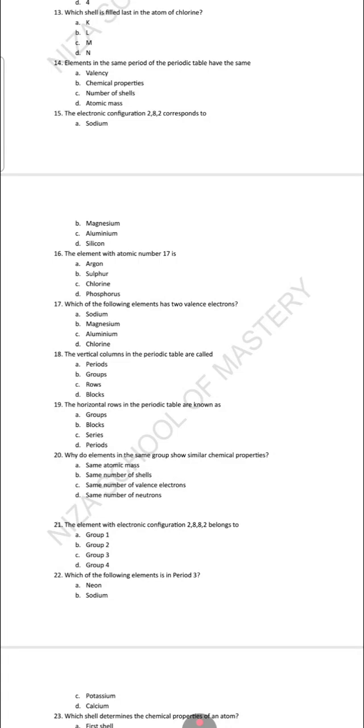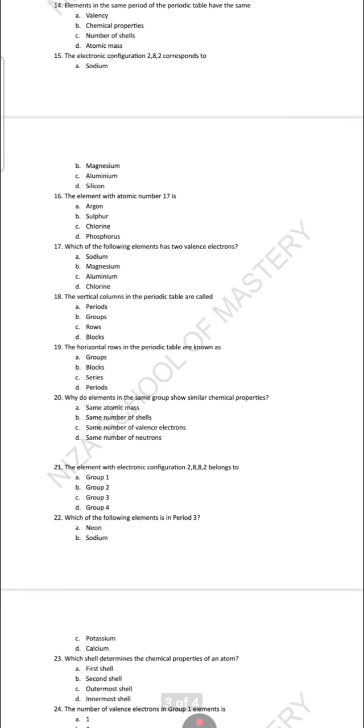Which of the following elements has 2 valence electrons? What are valence electrons? Remember, these are the electrons in the outermost shell. So that's magnesium. Magnesium has 2 electrons in the outermost shell, 282. Is that okay?